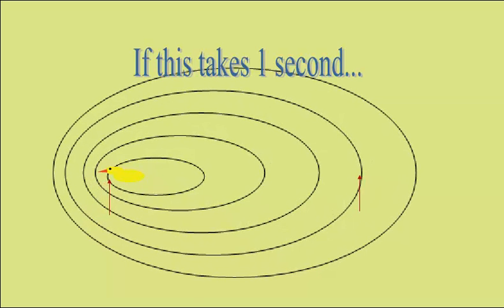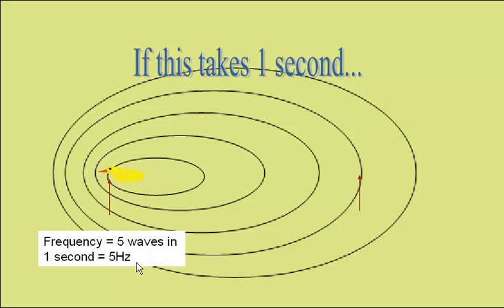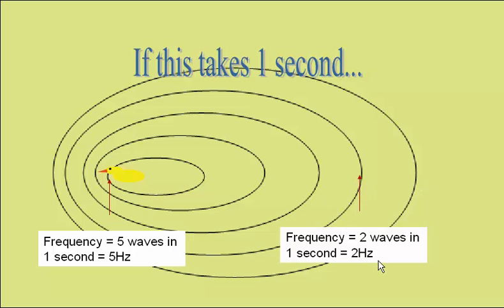If that has taken 1 second, an observer here will have seen 1, 2, 3, 4, 5 waves pass them. So they will see a frequency of 5 Hz. An observer here will have seen just 2 waves pass them. So they'll see a frequency of 2 Hz.